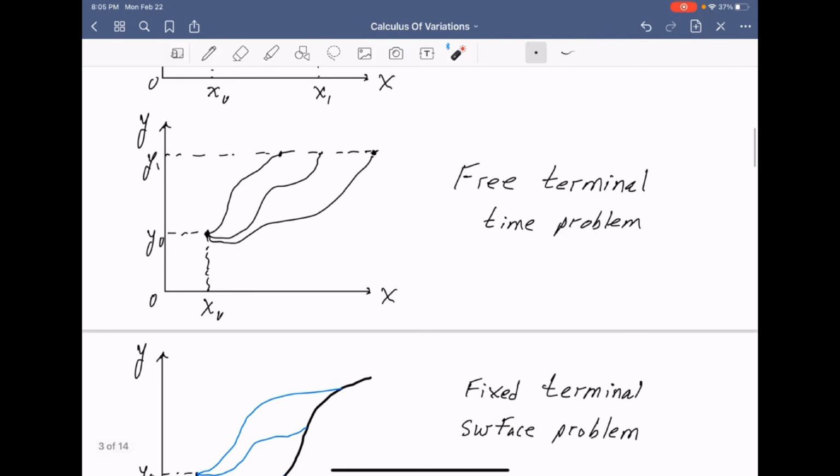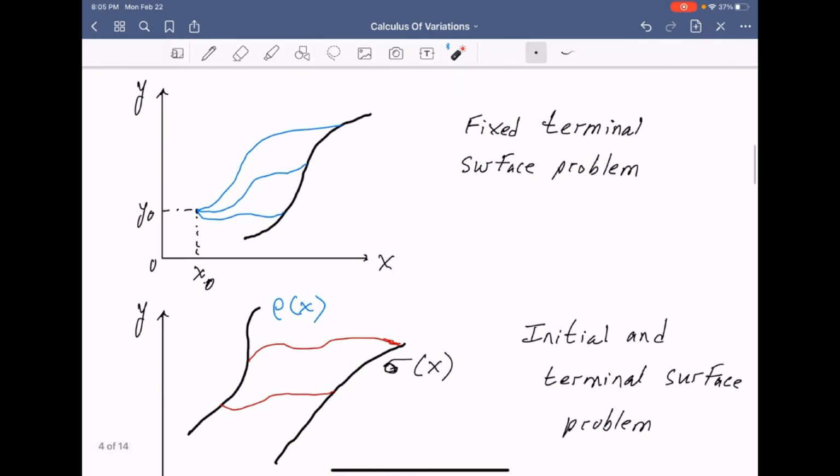So now, I use the word time here, but it's really a free terminal x problem. That means we can choose x wherever we want, but we have to hit this value y1, given that we have a starting value, y as a function of x0 equals y0, and then it could take any of these paths along here. And again, the path we choose depends on what the integral is telling us, how to maximize or minimize. Then we have the fixed terminal surface problem, where we have some terminal surface here that we have to hit.